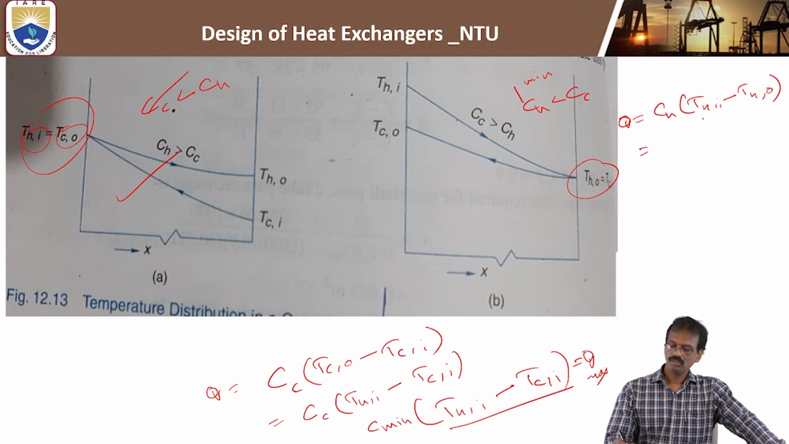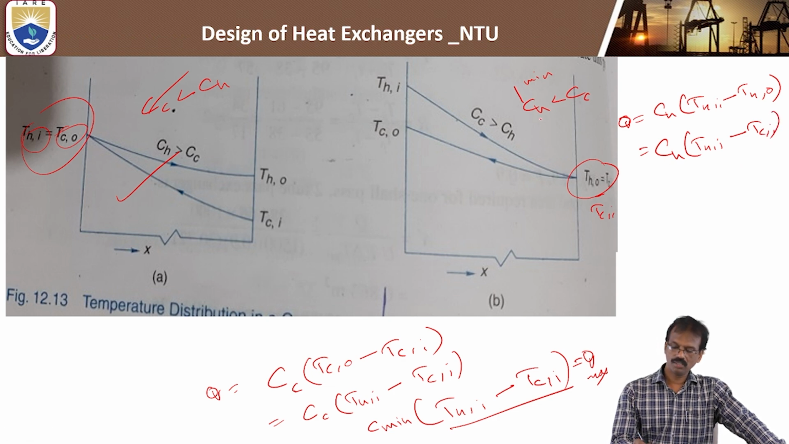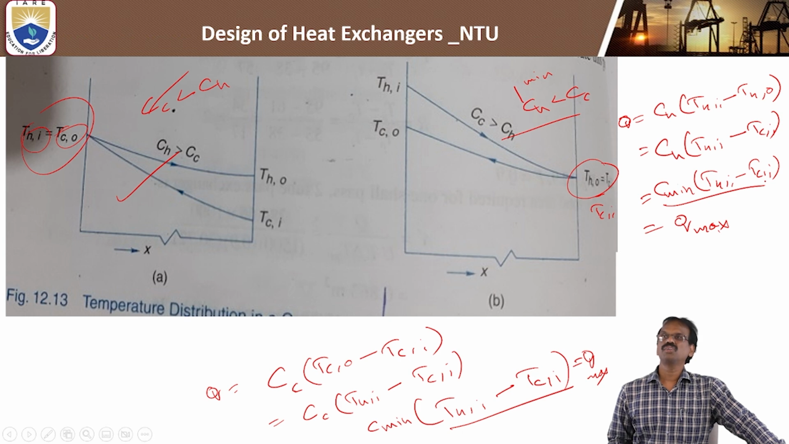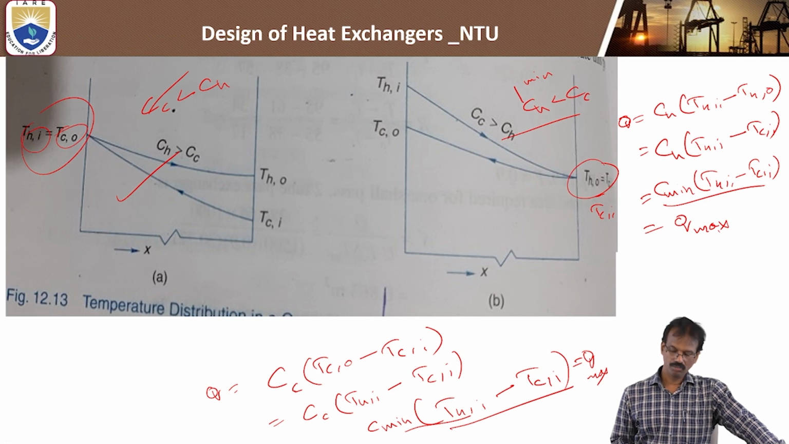So in the case where TH0, the outlet temperature of the hot fluid, is equal to TCI, if you write it like this, CH into (THI minus TCI), the inlet temperature difference, then according to this principle CH is equal to C minimum. So C minimum into (THI minus TCI) shows the Q max. This is the formula of Q max with respect to the hot fluid, and the earlier one is the formula for Q max for the cold fluid. For the cold fluid, Q max means CC is the minimum. With respect to the hot fluid, Q max is when CH is the minimum.